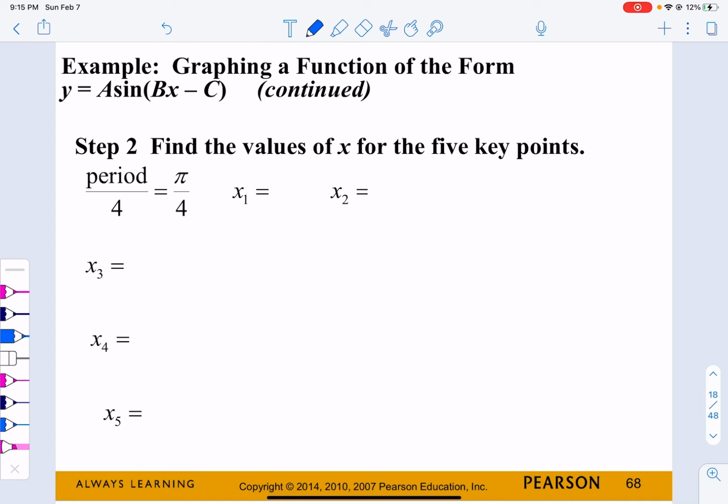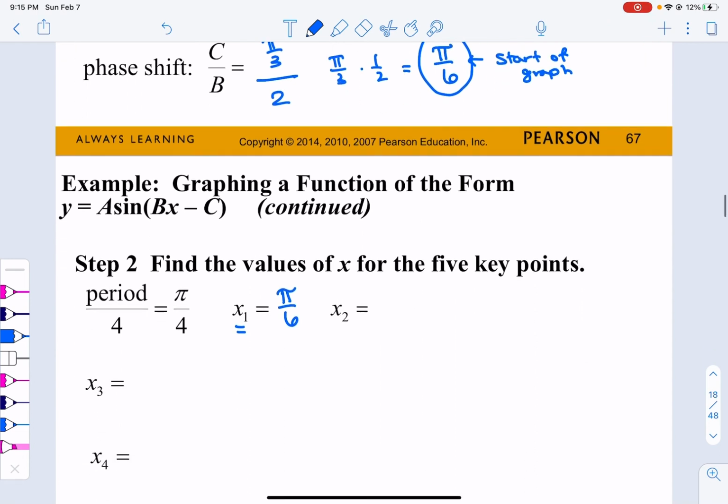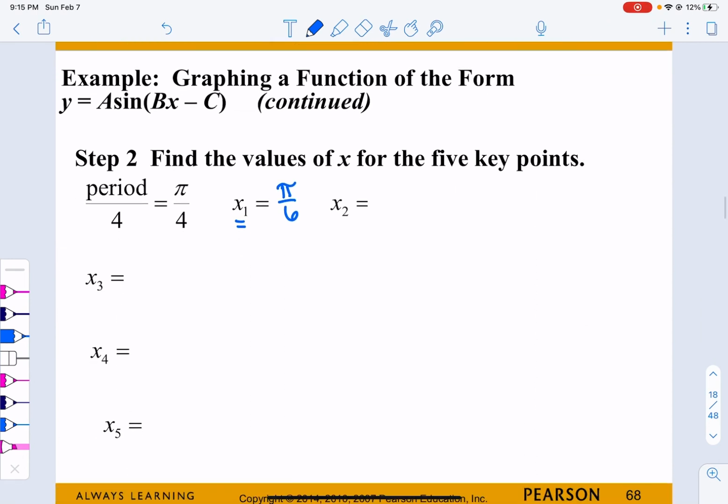So since our period was pi divided by 4, our x1 value is that starting point. That means our starting point is pi over 6. That's where we're starting from. Now, we have to take that pi over 4 and add it to that pi over 6 to find all of these pieces. So if I take this pi over 6 and add pi over 4, I need to change up some denominators. Let's have some 12s. That means we have 2 pi over 12 plus 3 pi over 12, which is going to give us 5 pi over 12.